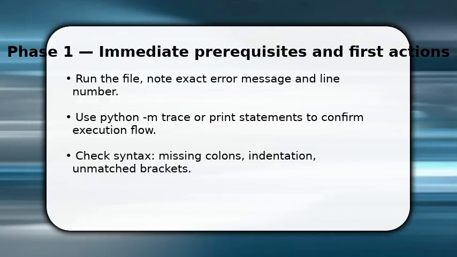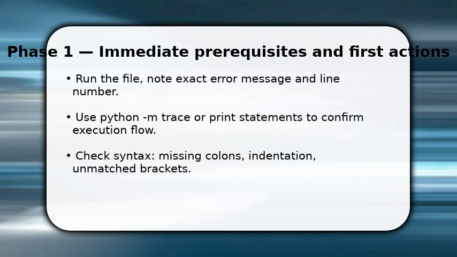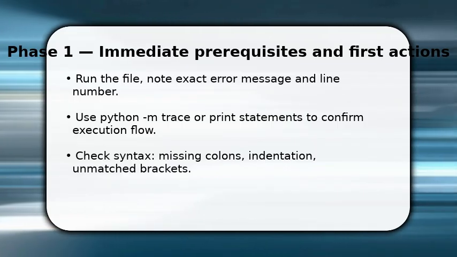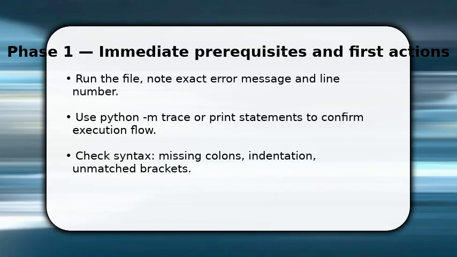You begin by running the code and reading the error line. This gives immediate clues. Next, reproduce the failure consistently, because intermittent bugs hide causes. Once reproduced, add targeted print statements or use Python mtrace to confirm which branch runs and which variables hold unexpected values. Make sure to check recent edits and the exact token at the reported line.